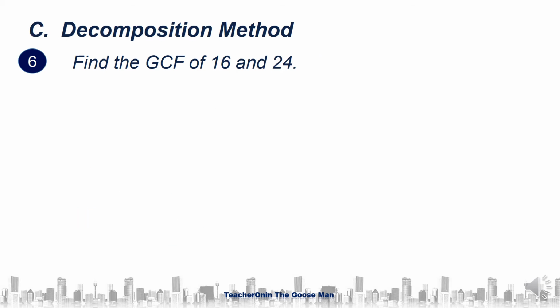Now that you have an idea of the listing method and the prime factorization method, we will move on to the decomposition method. The decomposition method is a process of dividing a set of numbers continuously until they are relatively prime. If we say relatively prime, meaning to say there is no number that can divide the set of numbers except 1.